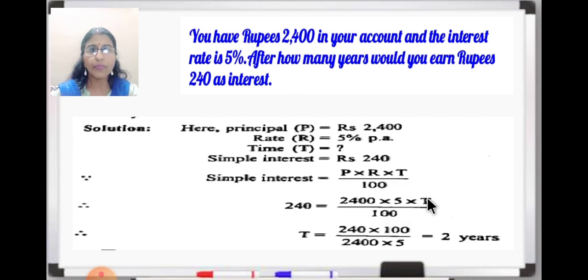And then what we will do, we will have to find out T. So T we will bring here, and we will cross multiply, 240 into 100. It will be in the denominator. And then this will be in the numerator. So you will get 240 into 100. This by cross multiplication we will bring it here, and this 2400 we will write in the denominator. And then we will reduce it. You can reduce this way, the zeros we will cut. And then you can reduce this way also, or you can reduce this way also. So on reducing, what you will get? You will get answer 2 years.